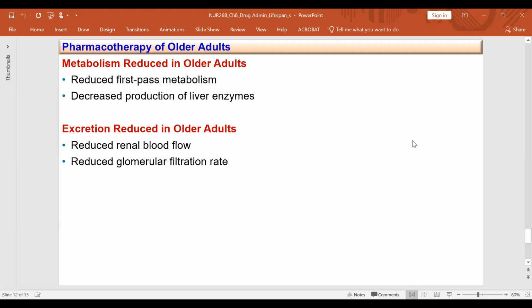The drugs that are less effective in the older adult are like beta-adrenergic agonists and antagonists, like beta agonists and beta blockers. And this decreased effect in older adult patients is because of the reduction in the number of beta receptors.